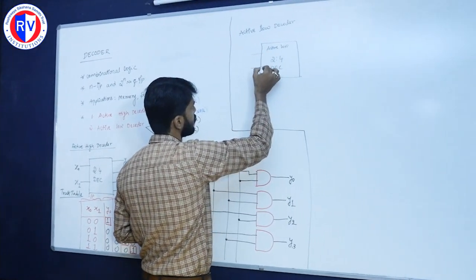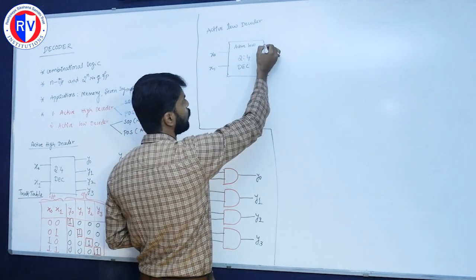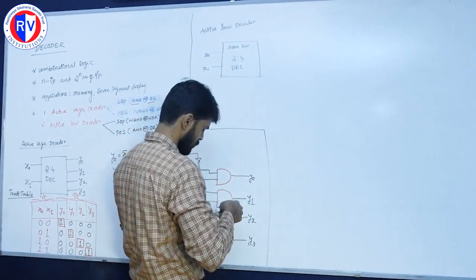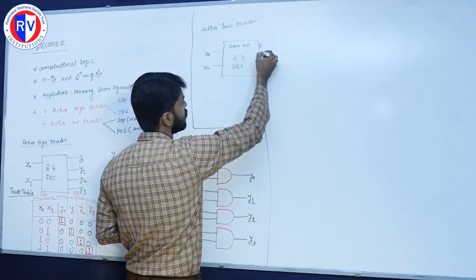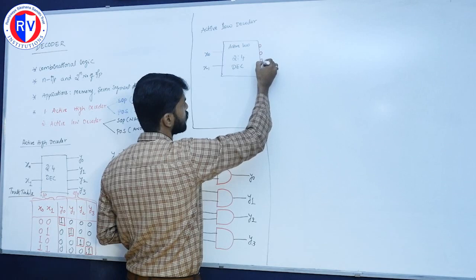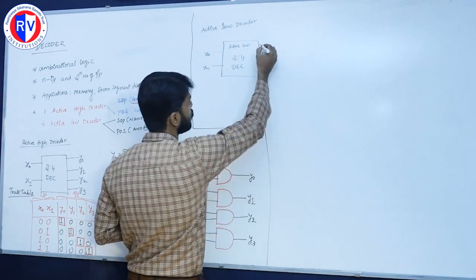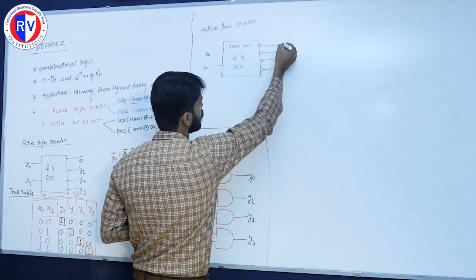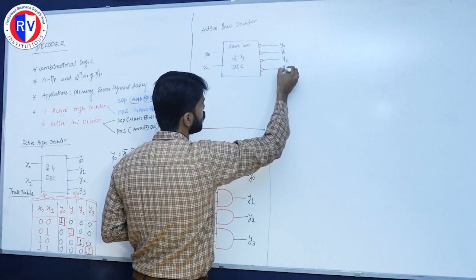So here it contains the x0 and the x1. Output is having a bubble. See, in this case there are 4 outputs. Each output contains the bubble. This is basically an active low decoder. Y0, Y1, Y2 and the Y3.